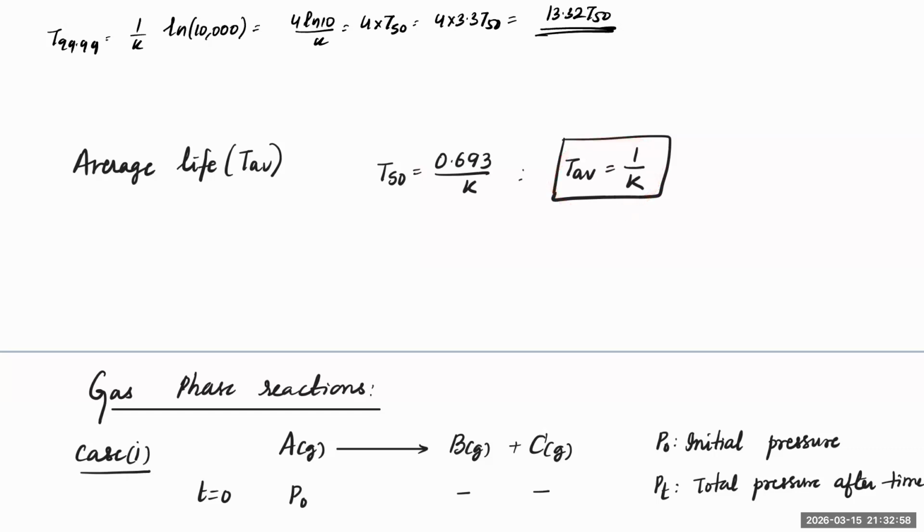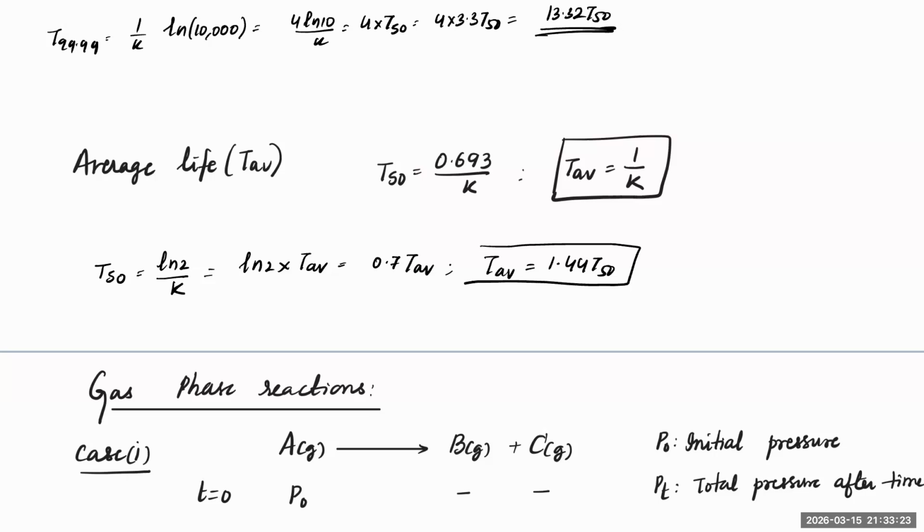So if that is 1 by K, you know that T50 is actually equal to ln2 by K, correct? Which is equal to ln2 times of T average. And ln2 is 0.7, so T50 is 0.7 times of T average, correct? So therefore, average life is equal to 1.44 times of T50. Another important formula: the average life of any first order kinetics is 1.44 times of T50.